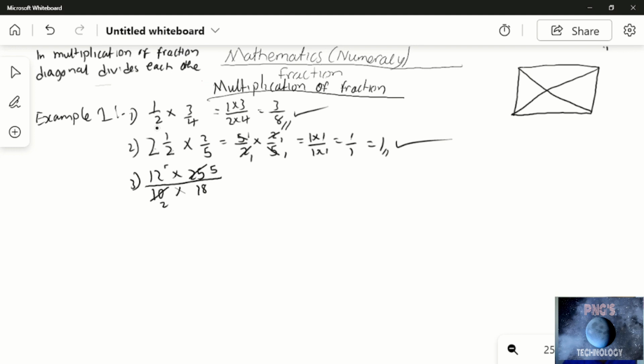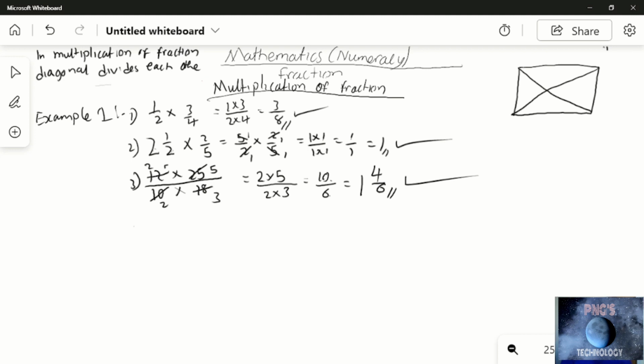What can go into 12 and 18? 6 can go. 6 is the largest number that can go. 6 in 12 is 2, 6 in 18 is 3. So what we have left is 2 times 5 all over 2 times 3. 2 times 5 is 10, 2 times 3 is 6. 6 can go in 10 one time, remainder 4 over 6. So that's my final answer, and that's correct.